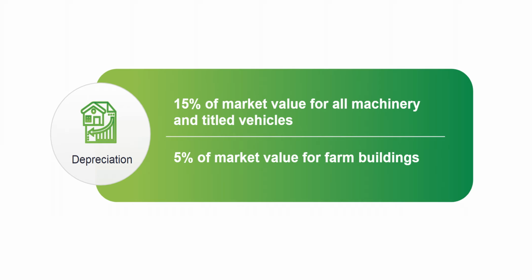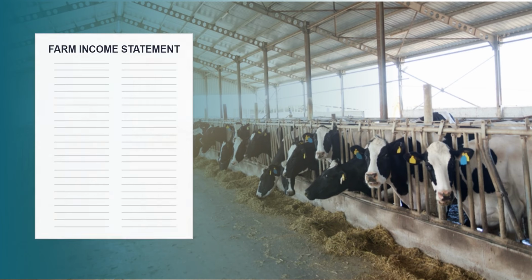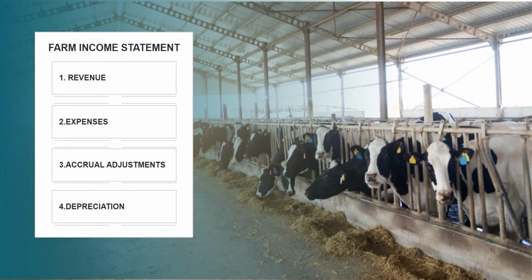Let's look at a sample income statement for examples of things that might be included in each section. Each farm will have unique data, but examples show how the sections are related.